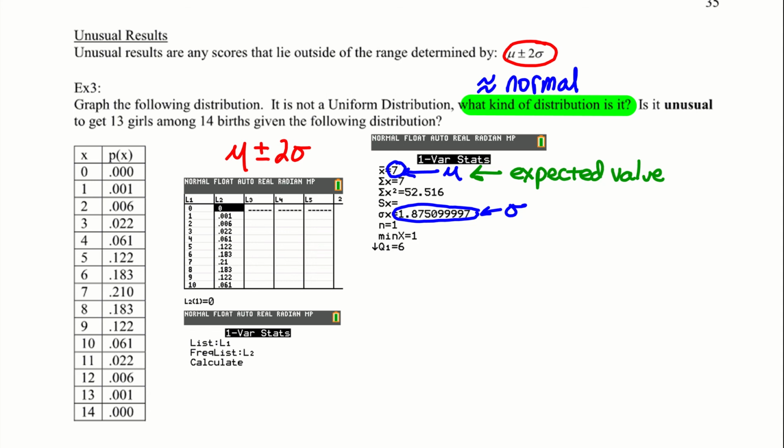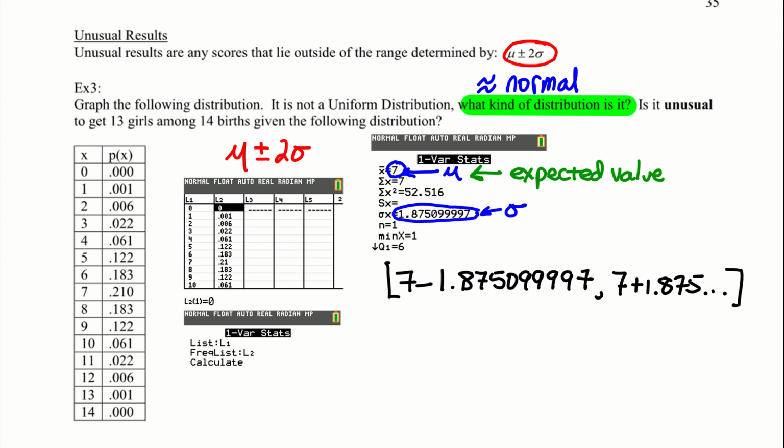So then we just have to run the numbers. Mu plus or minus 2 sigma. So 7, that's interpreted as 7 minus 1.875 0.99. Just get as much of that decimal in there as you can. That's going to be our lower bound. And then same thing but with a plus sign. So 7 plus 1.875 blah blah blah, because the calculator is going to do it for us anyway. Do you have to multiply? Times 2, thank you.